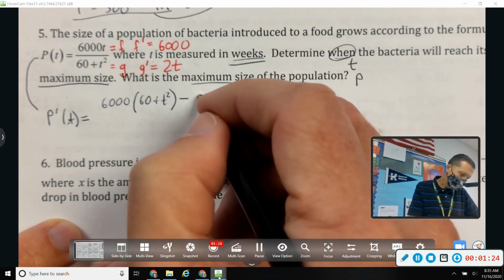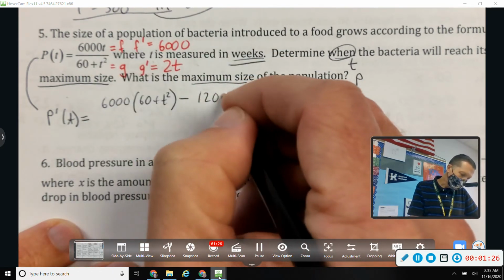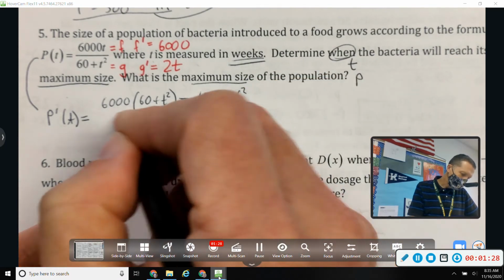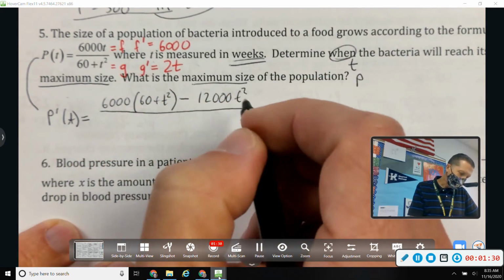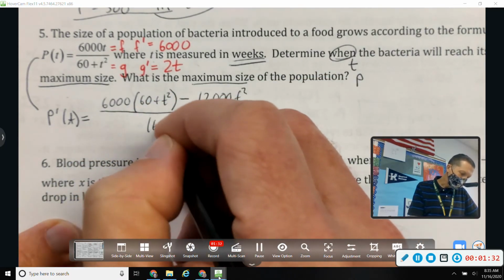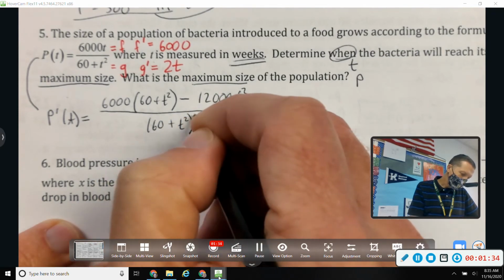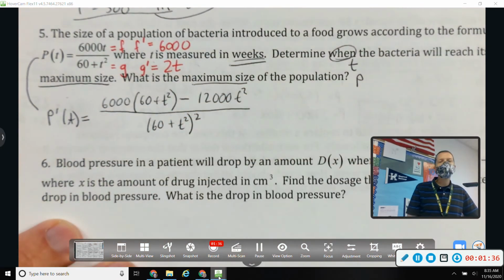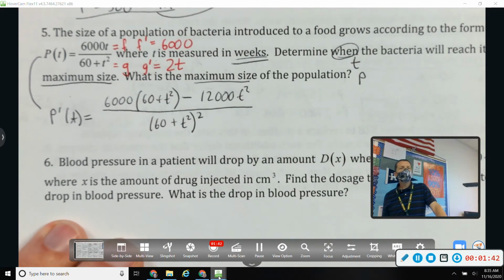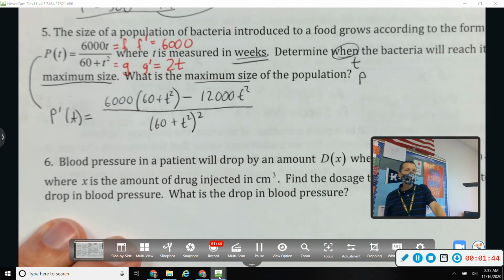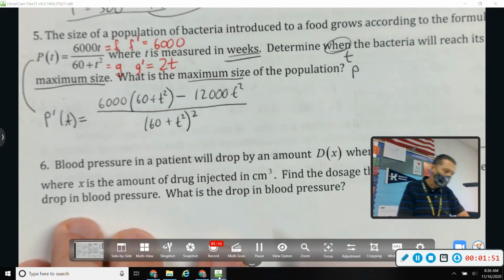Ugh. 12,000 T squared. You will have a calculator on the test, so you can avoid, well, not avoid, but get help with crazy numbers. So there's P prime, the derivative of P: GF prime minus FG prime over G squared. Guess we should clean that up a little bit.